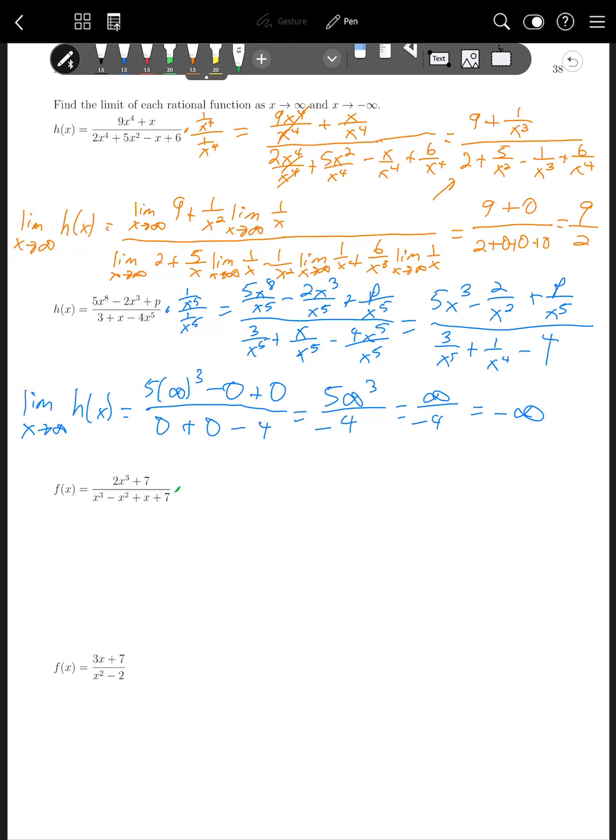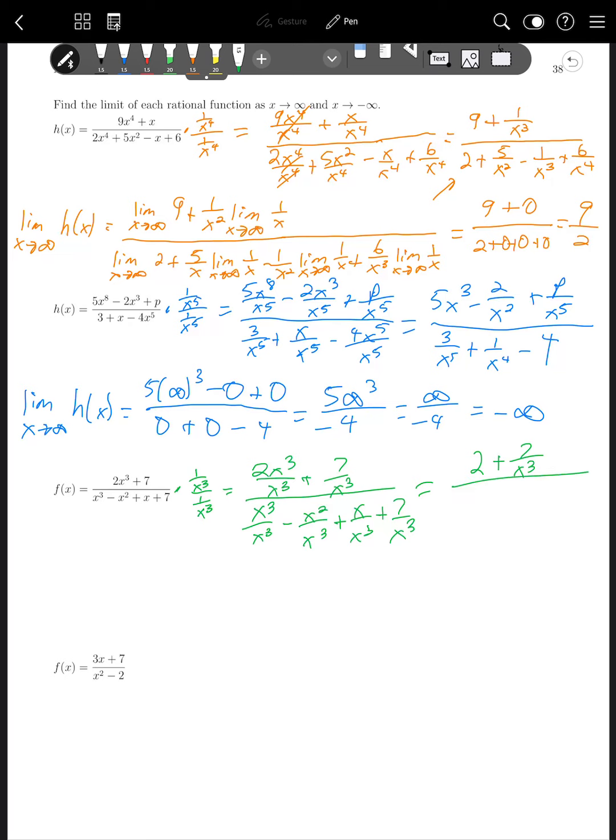So the largest power in the denominator is x to the third, so I'm going to multiply by 1 over x to the third over 1 over x to the third. So that'll give us 2x to the third over x to the third plus 7 over x to the third over x to the third over x to the third minus x squared over x to the third plus x over x to the third plus 7 over x to the third. And so we simplify. So that's 2 plus 7 over x to the third all over 1 minus 1 over x plus 1 over x squared plus 7 over x cubed.